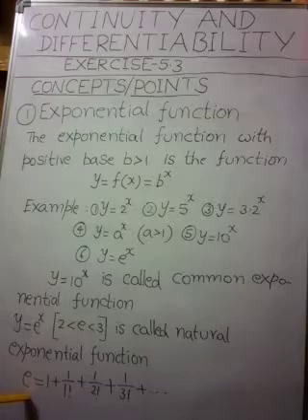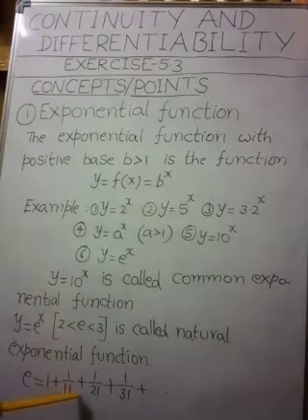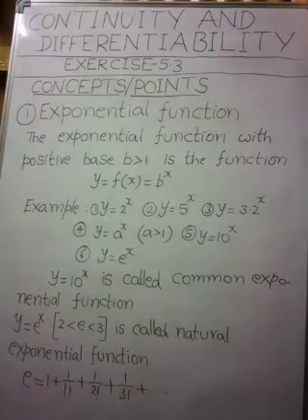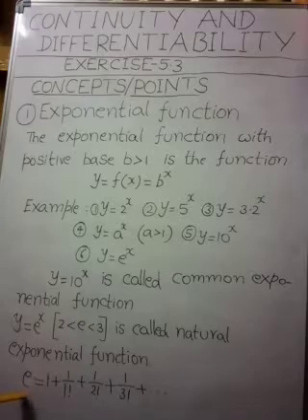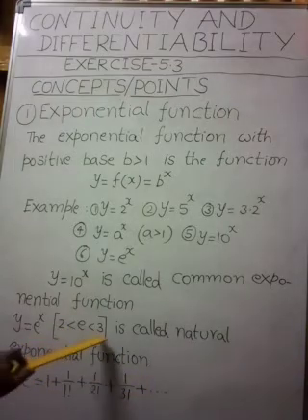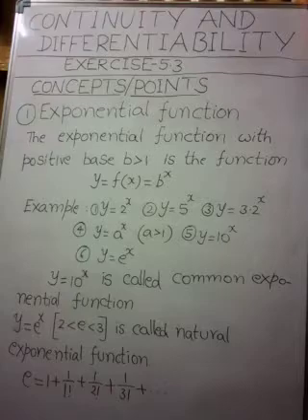Especially e value is the series. This series is called e value. E is equal to 1 plus 1 by 1 factorial plus 1 by 2 factorial plus 1 by 3 factorial and so on. The value of this series is equal to e. So if you find the value of this series, it lies between 2 and 3. Understood this point, my dear children? Right.